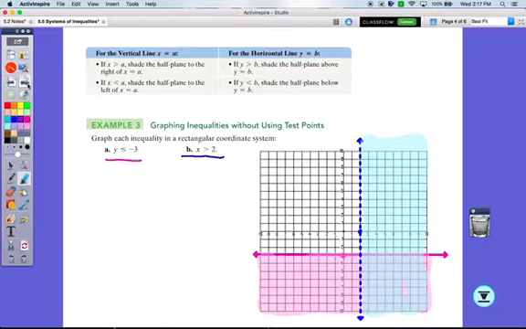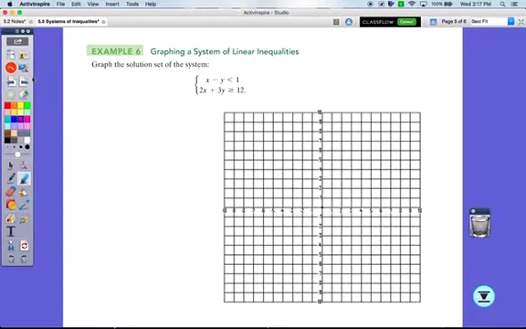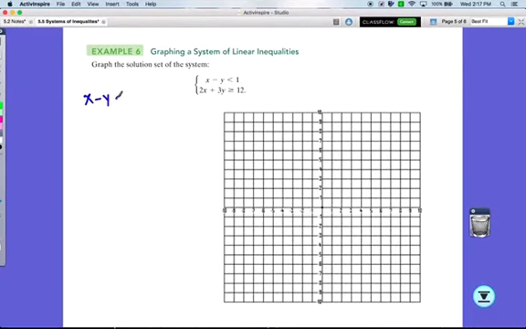All right, so let's do one of those. Let's graph this system of linear inequalities. I'm going to do each inequality. x minus y is less than 1. I solve that for y. I'd subtract the x and get negative y is less than negative x plus 1.